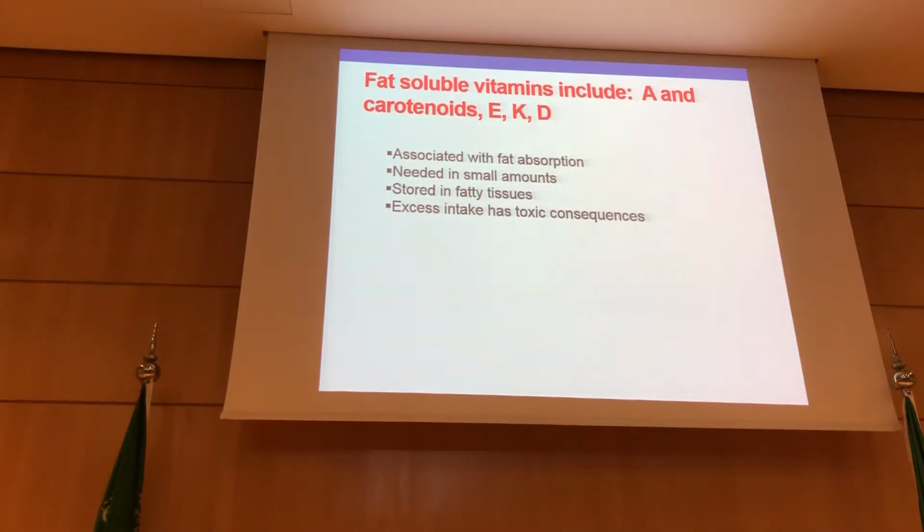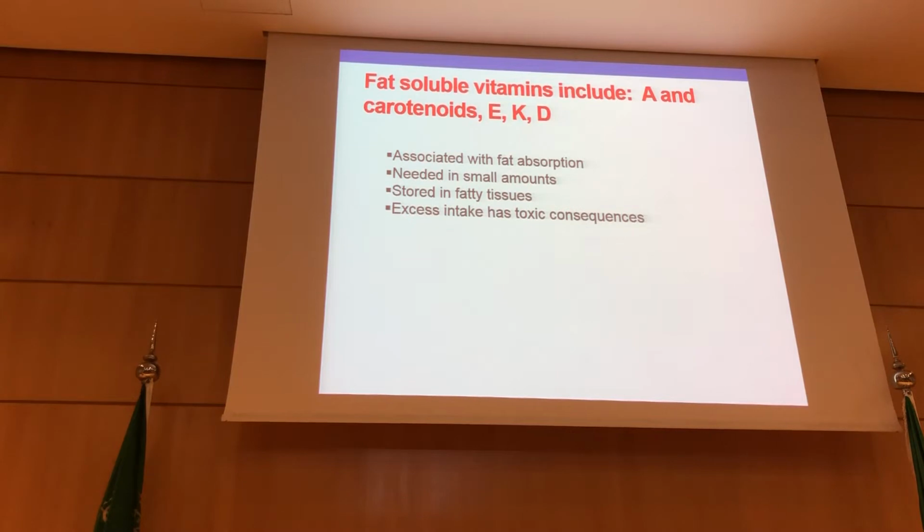Okay, now the fat-soluble vitamins, including A, E, K, and D. Now I added carotenoids because they are the precursor of vitamin A, and I'll talk about them in a minute. They are associated with fat-soluble vitamins, with fat absorption. What do we mean by associated with fat absorption? It means that if there is a problem in fat malabsorption, this will affect the fat-soluble vitamins.